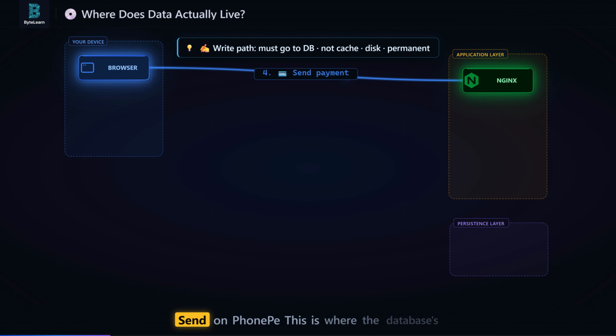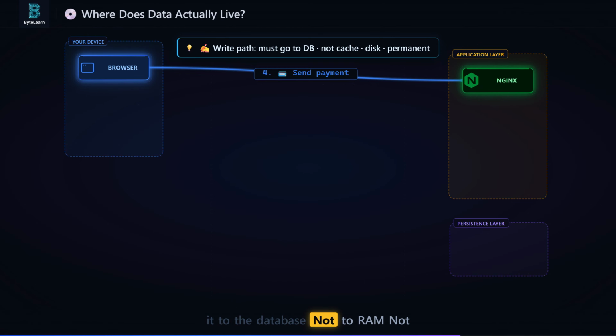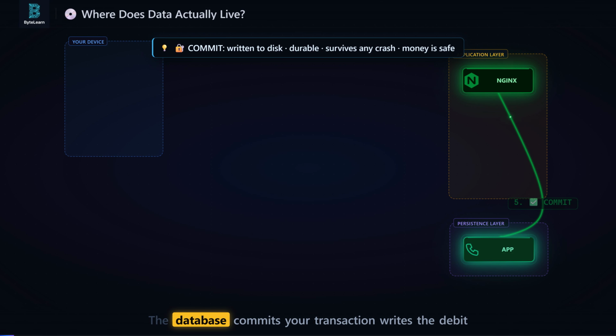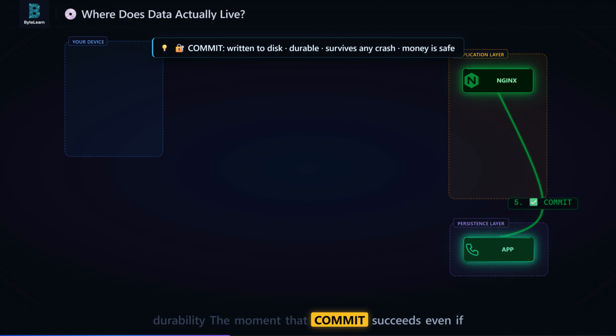Now think about the write path. You tap send on PhonePe. This is where the database's persistence guarantees become life or death. The app server receives your payment request and must write it to the database, not to RAM, not to cache, directly to disk with a hard guarantee. The database commits your transaction, writes the debit and credit to disk with a guarantee called durability. The moment that commit succeeds, even if every server in the data center crashes in the next millisecond, your payment is safe. It will be there when the servers come back up. That guarantee is what makes financial databases trustworthy.